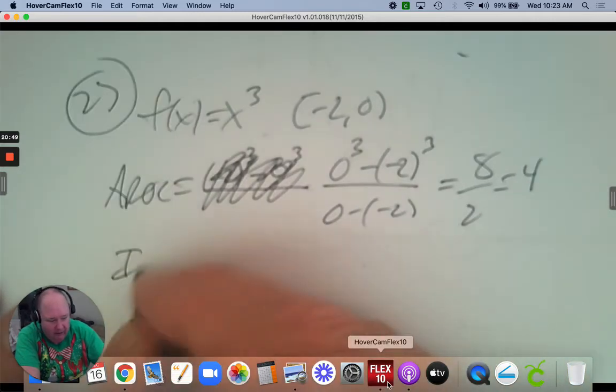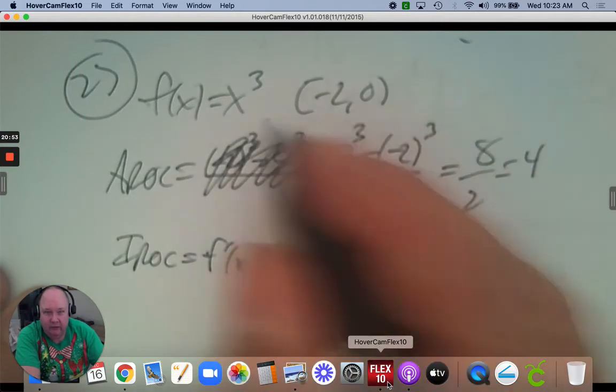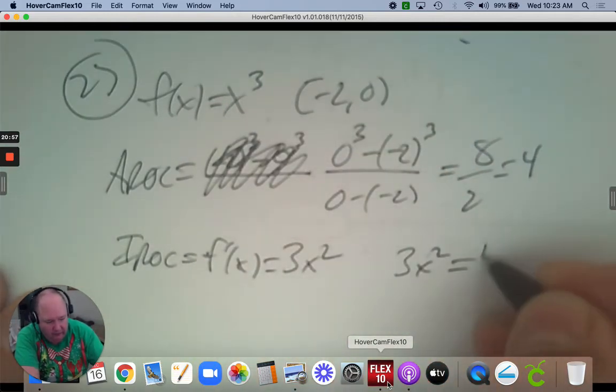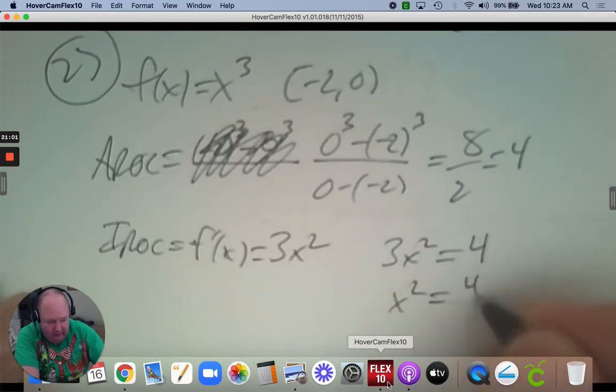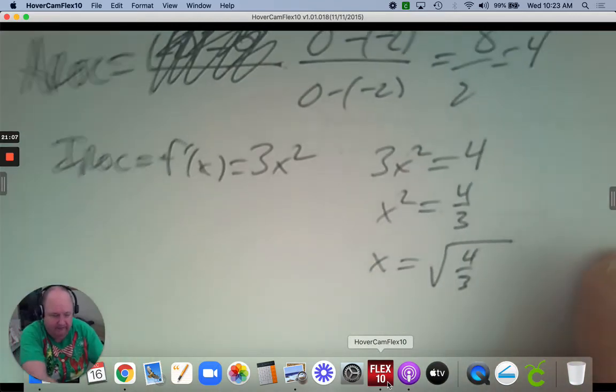The instantaneous rate is the derivative. And so the derivative of that is 3x squared. So I take 3x squared equaling 4. And then I solve for x. So I'm going to divide by 3. Now, you don't have to simplify it. So the square root of 4 over 3 is fine as an answer.